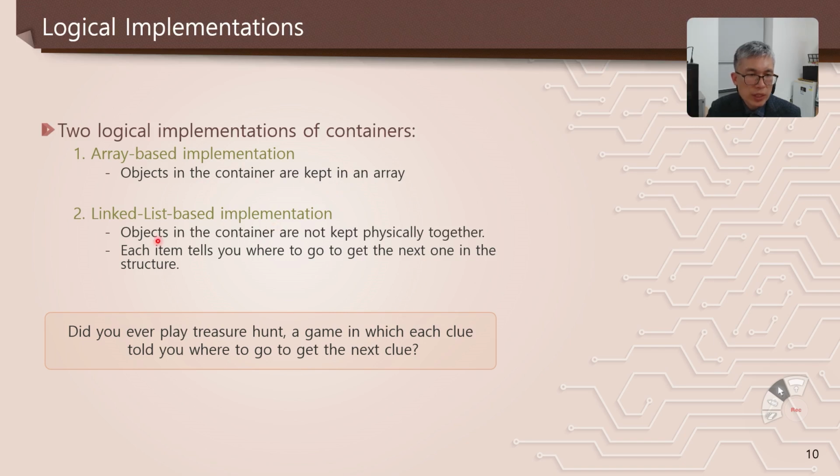On the other hand, in the linked list case, objects in the container are not kept physically together. Each item tells you where to go to get the next one in the structure using a pointer. Did you ever play treasure hunt, a game in which each clue tells you where to go to get the next clue?